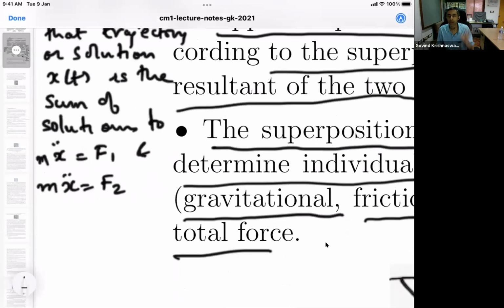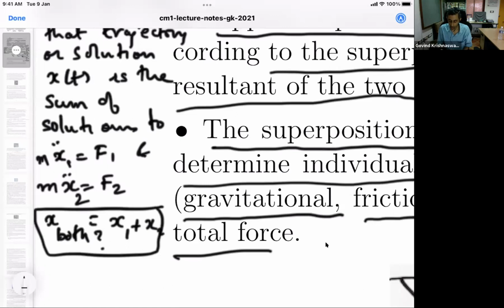Suppose there are two forces acting on a particle, f1 and f2. You solve the equation of motion with only f1 present or only f2 present. You get some solutions, call them x1 and x2, and you propose that the true solution when both forces are present is x1 plus x2. Suppose you make this proposal. This is emphatically false. The solution of the equation of motion is not the sum of solutions of the individual force equations. This is what is not true.